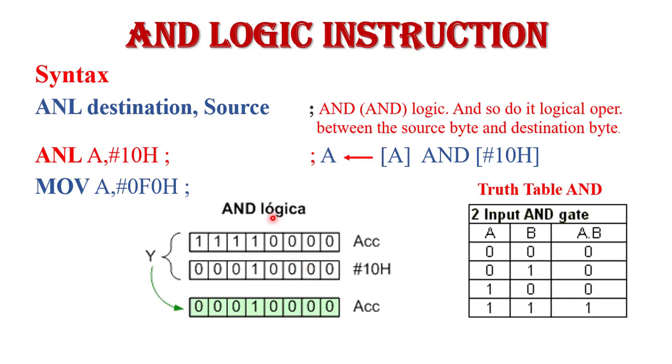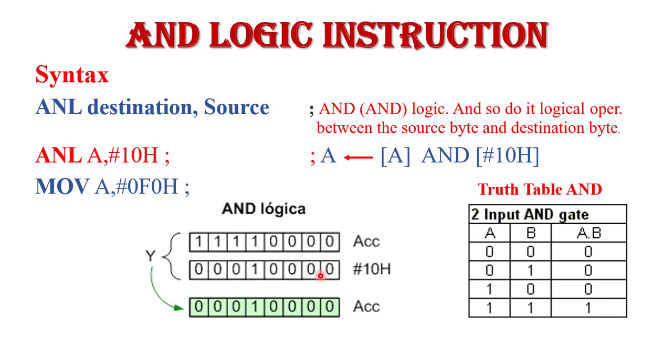So now we perform the AND logic operation between the accumulator data and the immediate data. The accumulator contains F0H data, so first we convert F0H into binary form. This is the binary format of F0H. Now the second data is 10H. So first we convert this hexadecimal 10H into binary. This is the binary conversion of 10H.